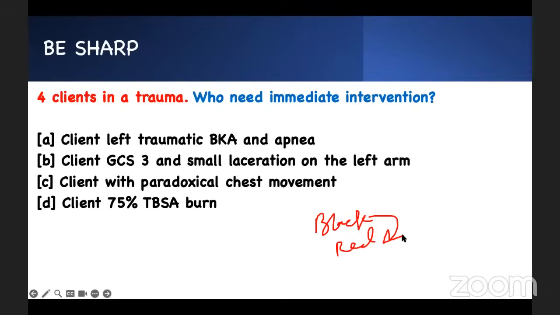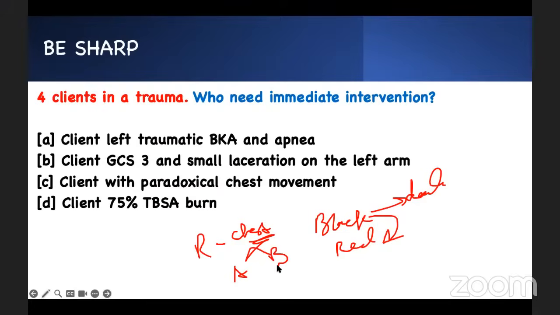Who is black? Black is somebody who is dead already. There's nothing you can do for them. It's too severe, you can't do anything for them. You have to master this. These are not that difficult questions. If you master it, black is somebody who is dead or has severe injury. There's nothing you can do for them. And then red is somebody with a chest wound. Anybody with a chest wound is red, because chest wound means you have an airway problem and a breathing problem.